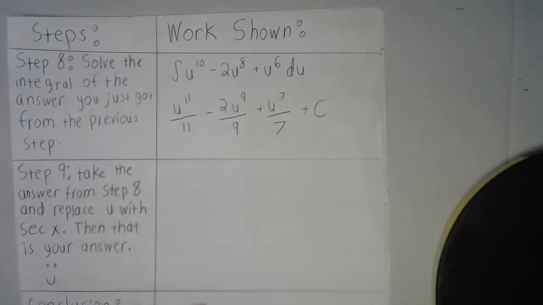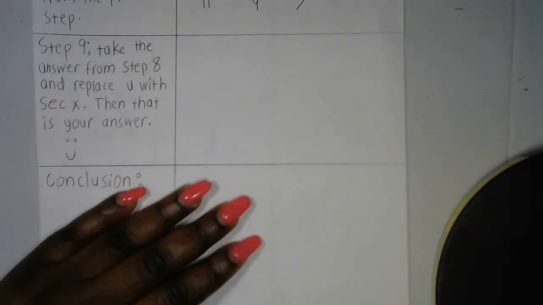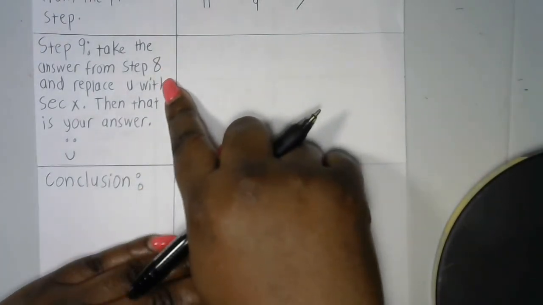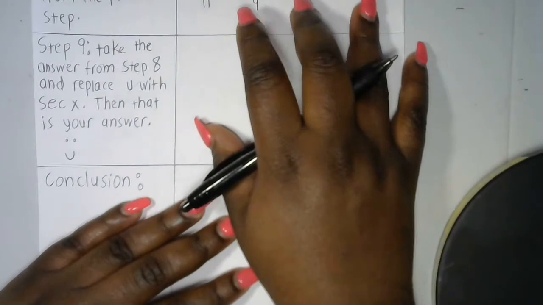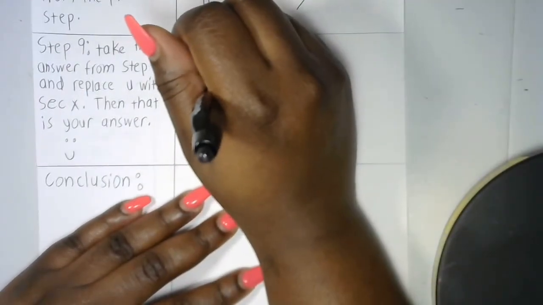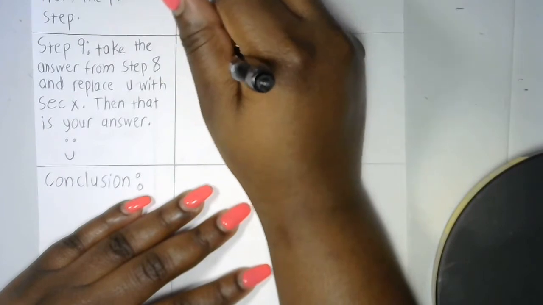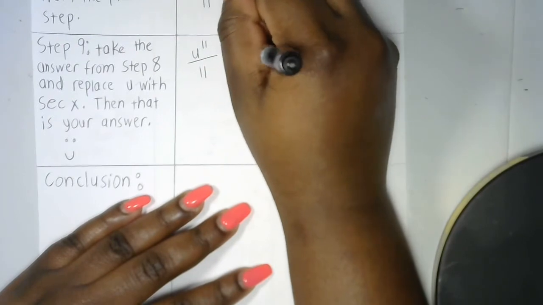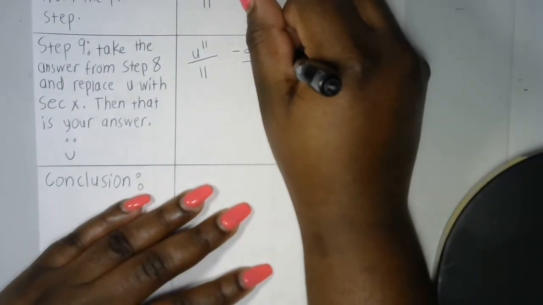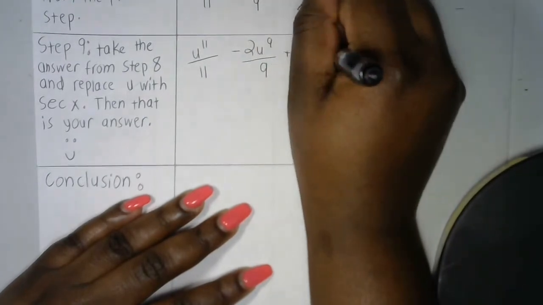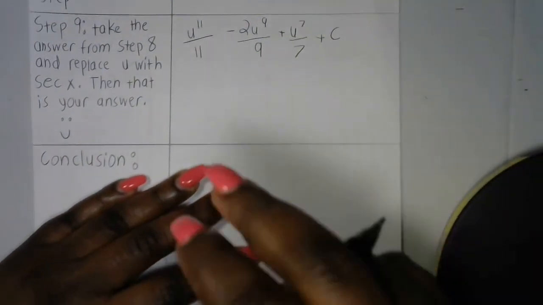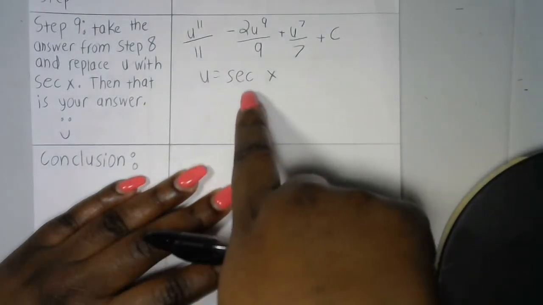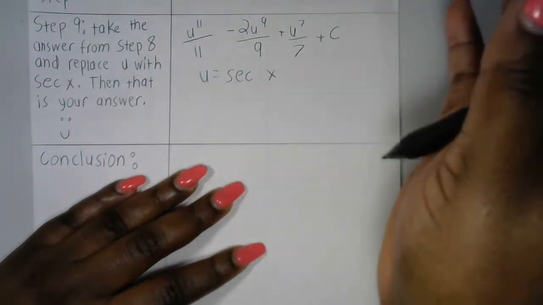Alright, let's go to step 9. For step 9, you take the answer from step 8 and replace u with secant x, then that would be your answer. Like we were doing in the previous steps, remember we made u equal secant x. So with the answer from step 8, we got u to the 11th over 11 minus 2u to the 9th over 9 plus u to the 7th over 7 plus C. Now remember, u is equal to secant x. So everywhere we see u, we're going to replace that with secant x.